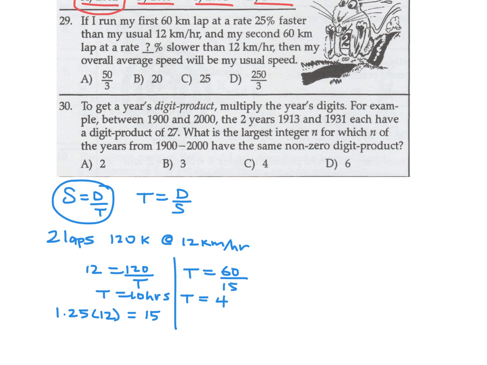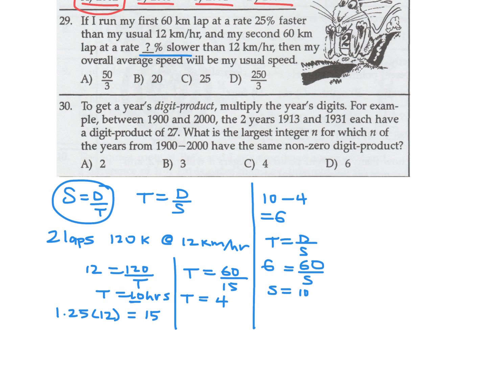Now that total was 10 hours. So we've got to take that 10 hours and subtract that 4, and now we have 6 hours remaining for the next 60 kilometers. So for the next 60 kilometers, again, t is equal to d over s. We're solving for speed, not for t, because t we have as 6, and d is 60. So s would be 10. So 10 kilometers per hour is what we have to do for the next 60 kilometers.